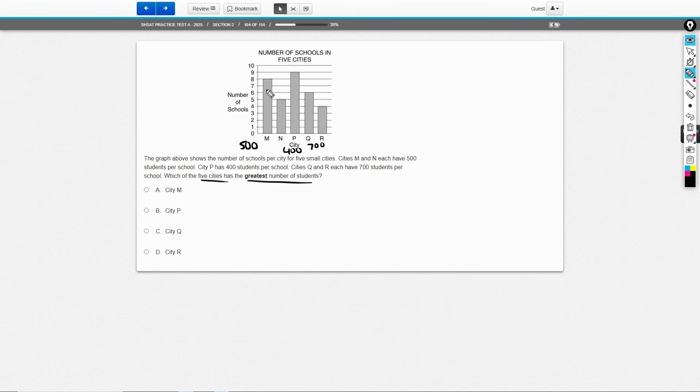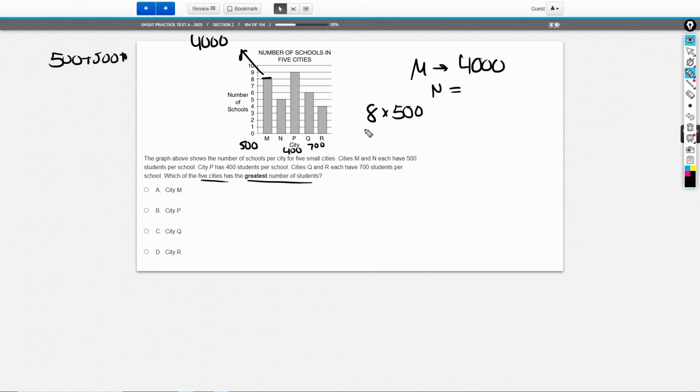So over here, City M has 8 schools. Because City M has 8 schools, each one of those schools has 500 students. 8 times 5 is 4,000. So City M has 4,000 students. They have 8 schools each with 500 kids. In other words, each one of these schools has 500, so you're adding 500 8 times, which is just 500 times 8. All right, City N. City N has 5 schools, and each one of them has 500 students, so that's a total of 2,500 students, okay?